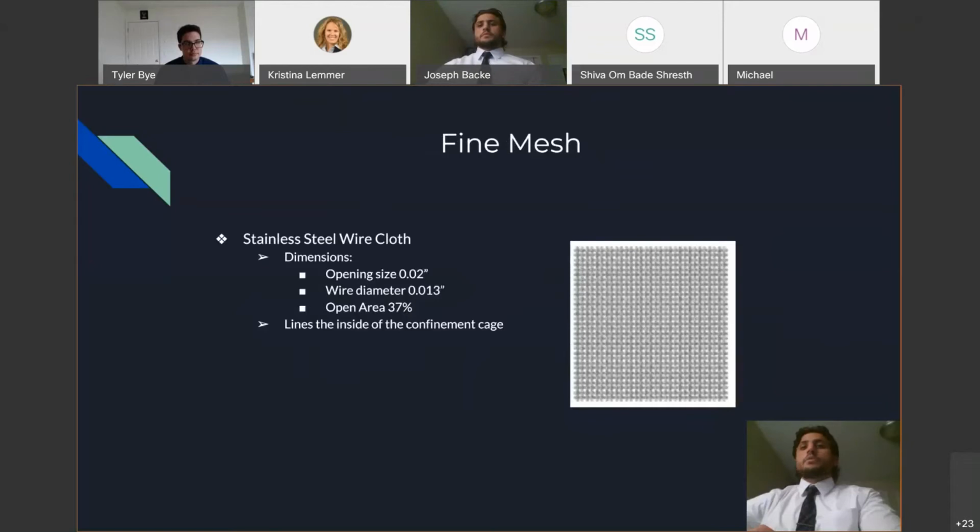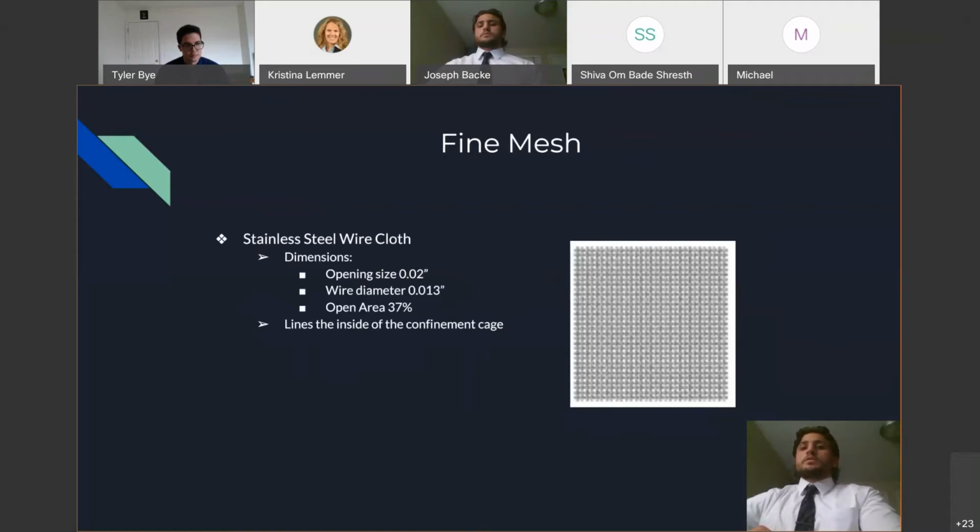Now, onto the finer mesh used. This is stainless steel wire cloth. It has an opening size of 0.02 inches with a wire diameter of 0.013 inches. Open area is about 37%. It's the same mesh product used by AFRL and was also purchased from McMaster-Carr's website.